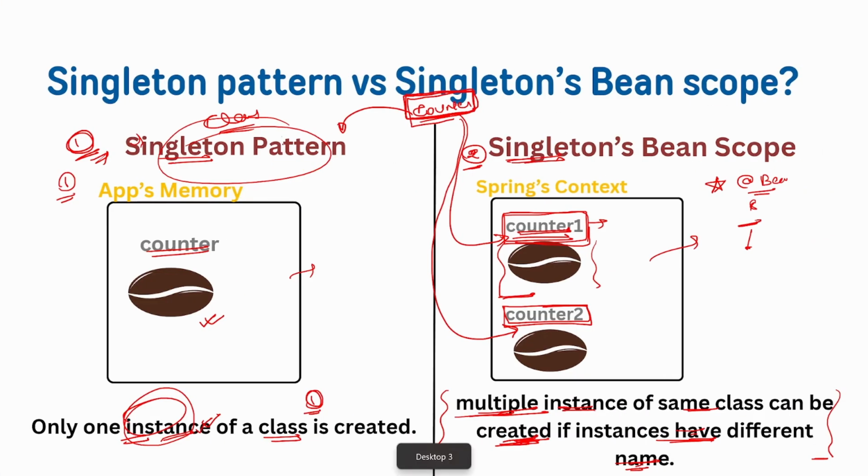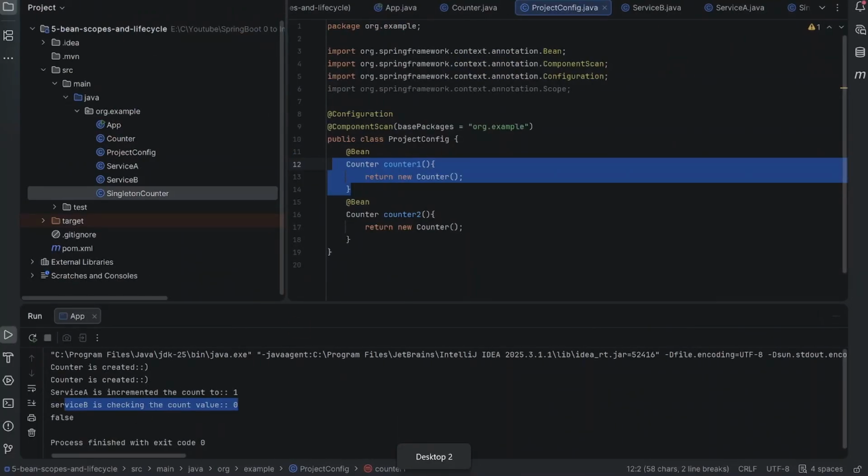So what's happening here? The two instances of the same Counter are added, and for Service A and Service B we need to specify which one to inject. In Service A, we have injected counter1. In Service B, we have injected counter2. That's why if we increment the counter value of Service A, it will not affect the counter value of Service B.